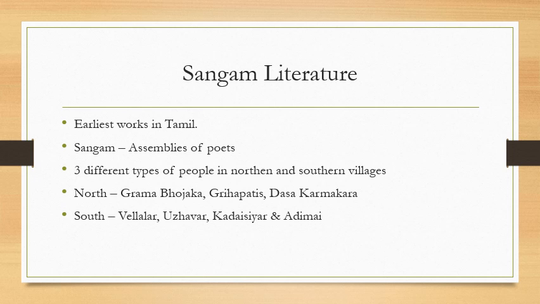Next, we had Grihapatis. They were independent farmers, mostly small landowners. Then we had Dasa Karmakaras. They did not own land and earned living by working on others' field. Now in the south we had Villalar, they were large landowners. Then we had Uzavar, who were ordinary plowmen. And then we have Kadaisiar and Adimai, they were landless laborers including the slaves.